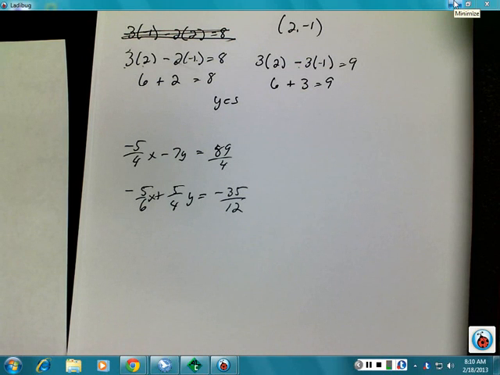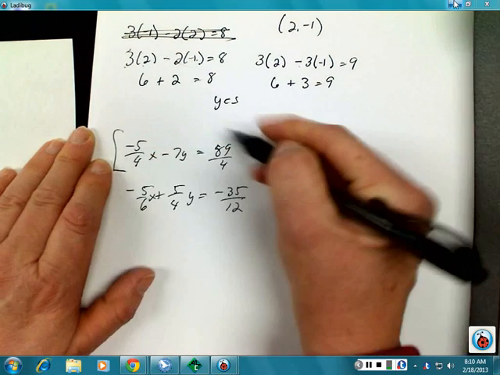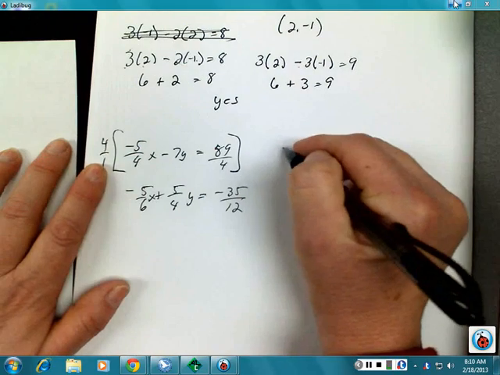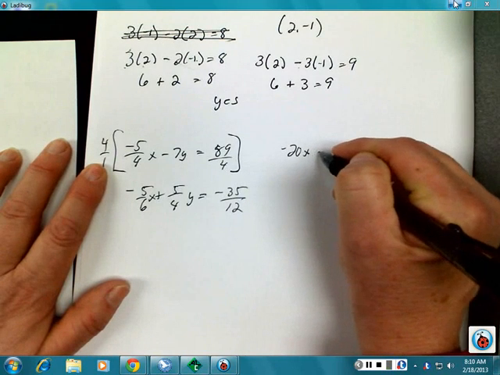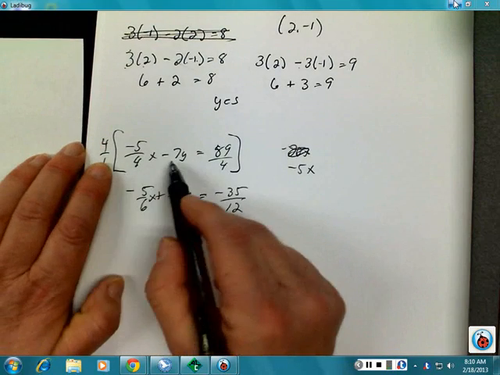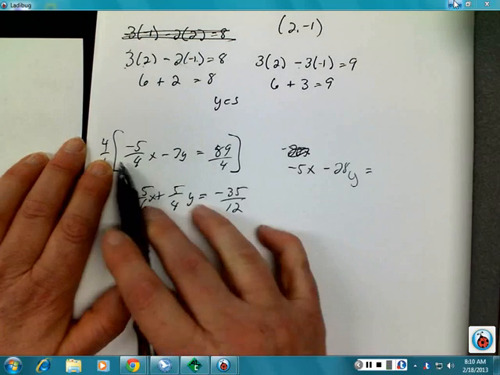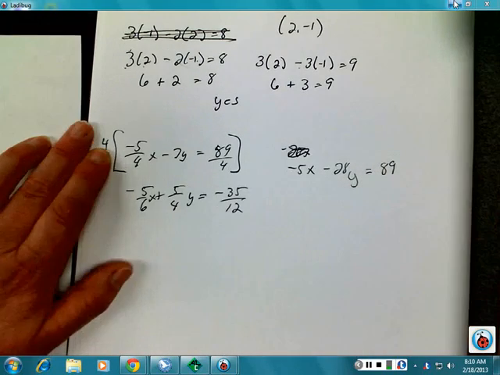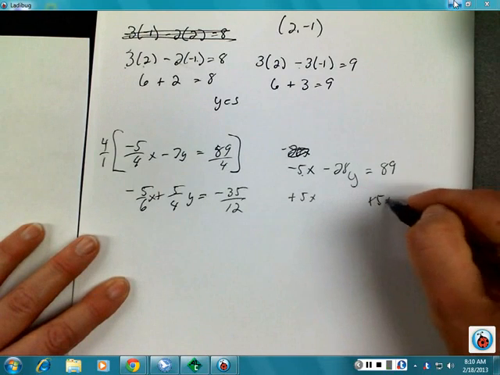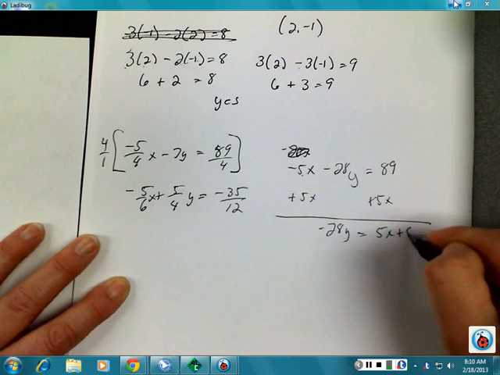Because we've got fractions in here, our best bet is to do what? Get rid of them. So we're going to multiply everything in there by 4 over 1 to remove those, and we're going to end up with a negative 20x. No, we won't end up with negative 20x. We'll end up with negative 5x because the 4's cancel. 4 times negative 7 is a negative 28y. And this 4 cancels, leaving me with 89. Now I can move my 5x over, so I'm going to add 5x to both sides. And so I get a negative 28y is equal to 5x plus 89.